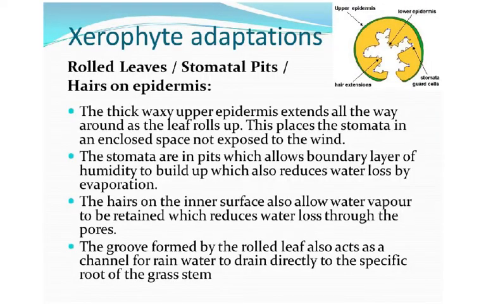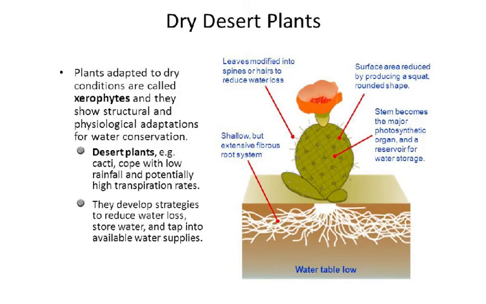Just a quick recap of most of the xerophytic adaptations. Please pause this and just read through this page. Dry desert plants, some other modifications: leaves modified into spines or hairs to reduce water loss, shallow but extensive fibrous root system, the surface area reduced by producing a squat rounded shape, stem becomes the major photosynthetic organ and a reservoir for water shortage.